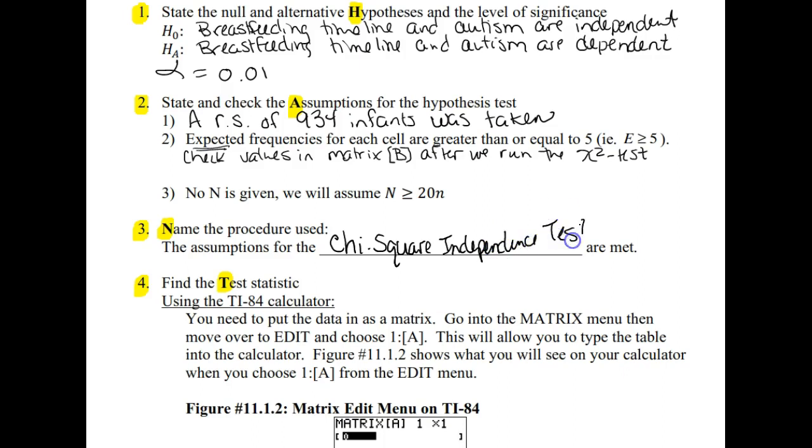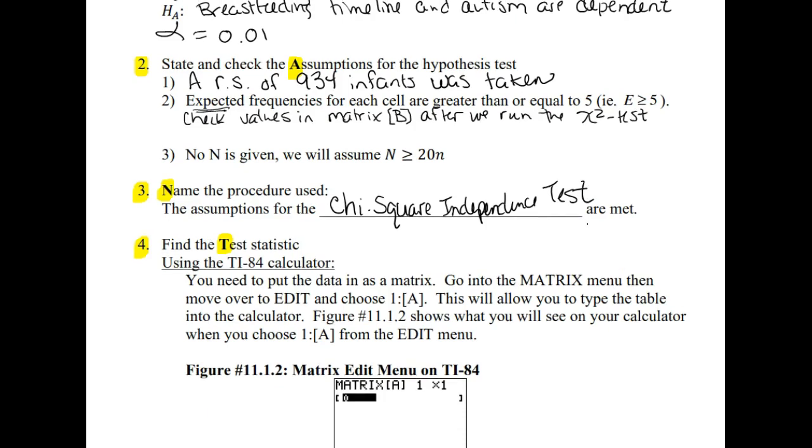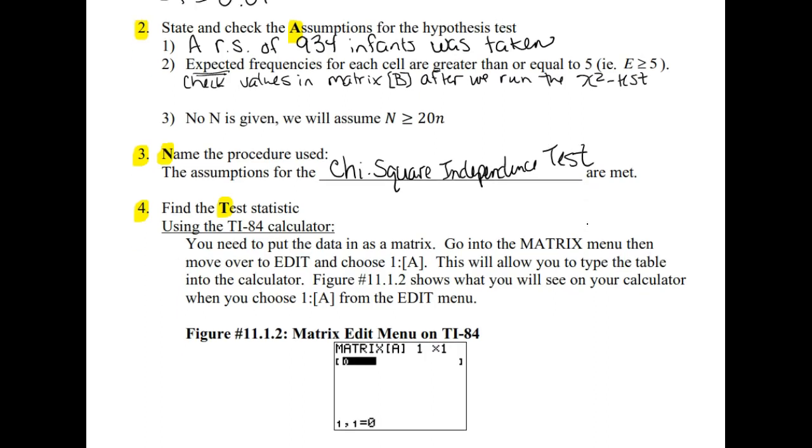Okay, in this case, we have two qualitative variables that we want to know if there's a relationship between them. Again, if we had two quantitative variables and wanted to know if there was a relationship, we'd be looking at the linear regression t-test.